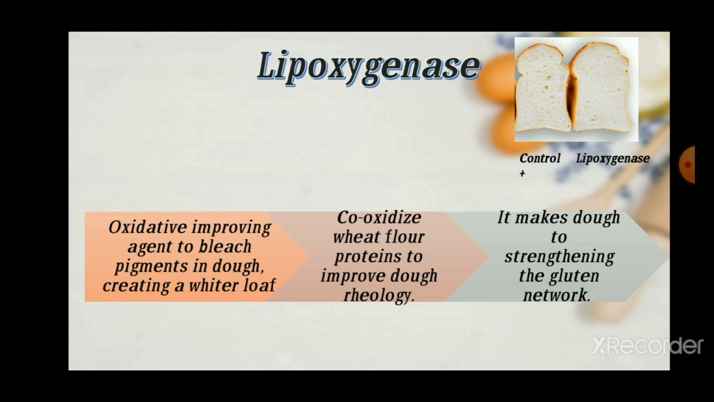Lipoxygenase. Lipoxygenase is an oxidative improving agent to bleach pigment in dough, creating a whiter loaf. It is co-oxidized with flour protein to improve the dough rheology. It strengthens the gluten form. In the picture above, the control has small gas retention and is less white than the loaf with lipoxygenase enzyme.